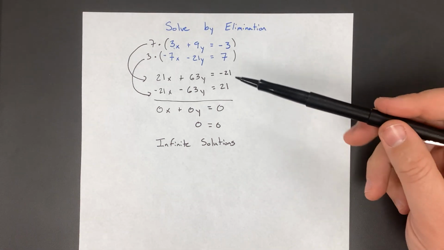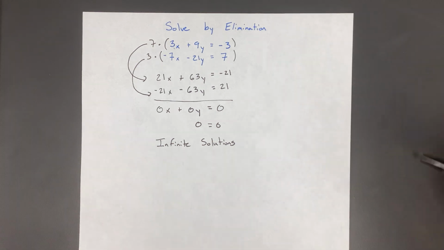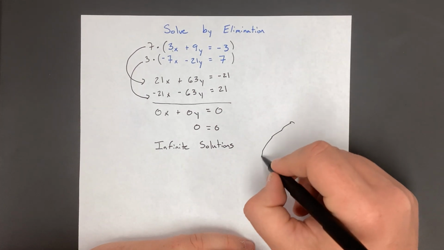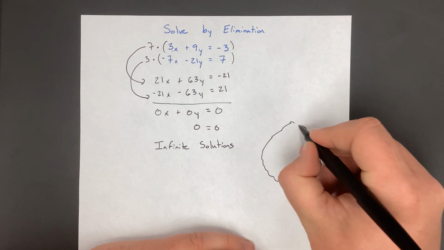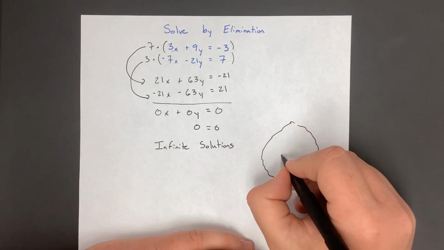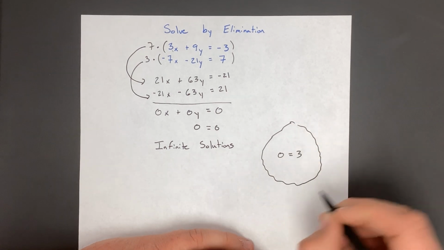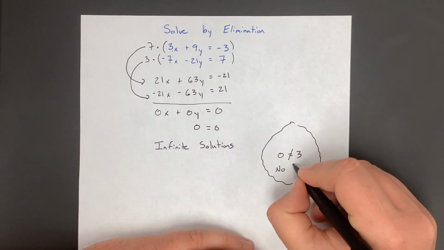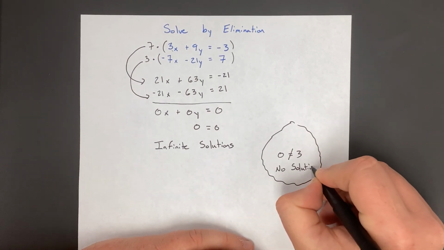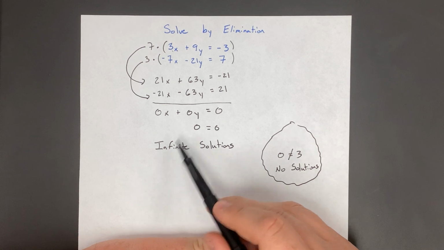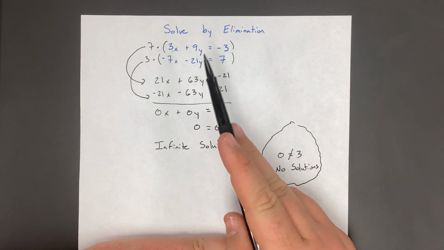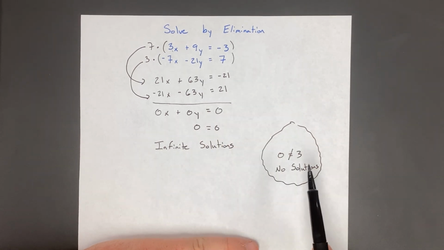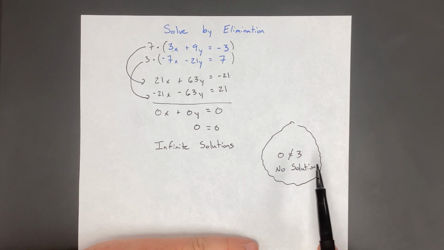If all of our variables canceled out and maybe we were left with, let's talk about a hypothetical world over here, let's say everything canceled out and we were left with 0 is equal to 3. Well, we know 0 is not equal to 3, so that would be no solutions. Again, this means that these two end up being the same line when graphed. This would mean that the two lines are parallel to each other and never intersect.